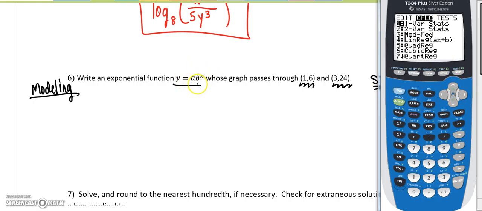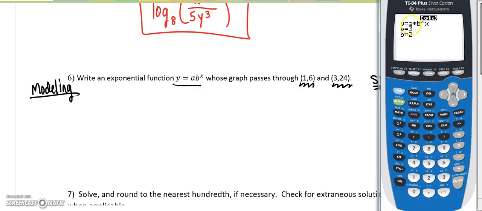Alright, it says a times b to the x, an exponential function. So if you scroll down far enough, you will get to a point where it says ExpReg. That is exponential regression, right here. That's what we want. So press enter. You should have the right things right here, L1 and L2. And press calculate. And if you get the same answer I did, then you know you did it right.